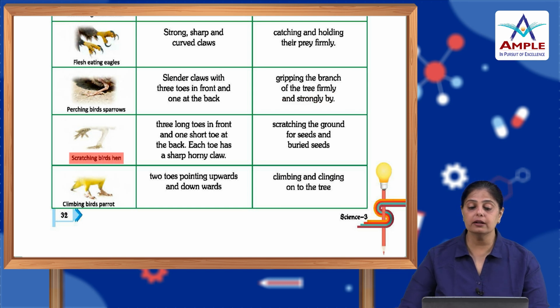Now, scratching bird, hen. 3 long toes in front and 1 short toe at the back. Each toe has a sharp horny claw. Now, what does it help them to do? It helps them to scratch the ground. They scratch on the ground to get the buried seeds which are there in the ground. Now, climbing birds, parrot. They have 2 toes pointing upward and 2 toes pointing downward. Now, what do they help them to do? They help them to climb and cling onto the trees. So, these are the different types of claws.